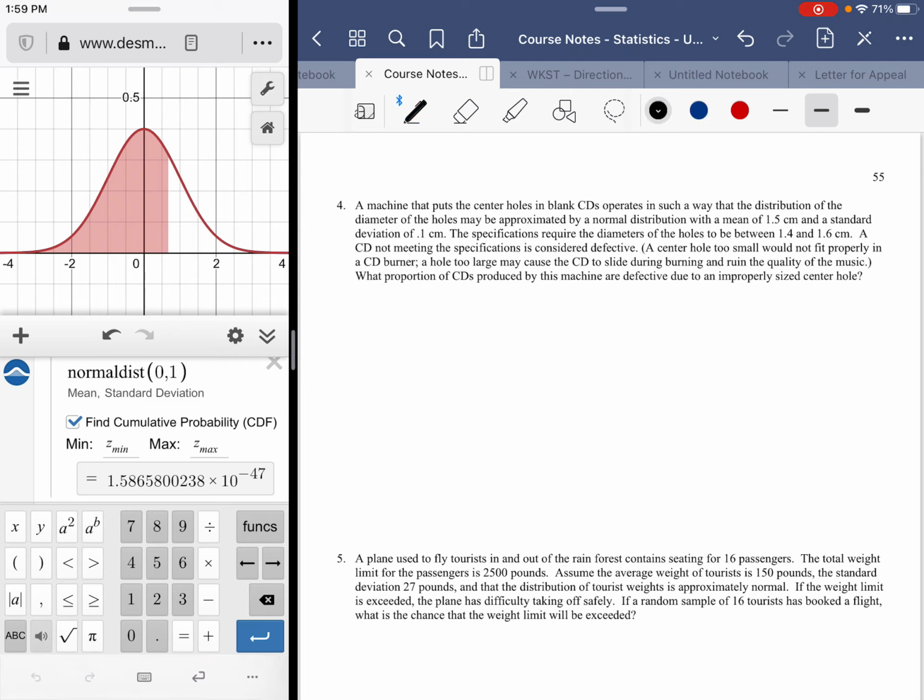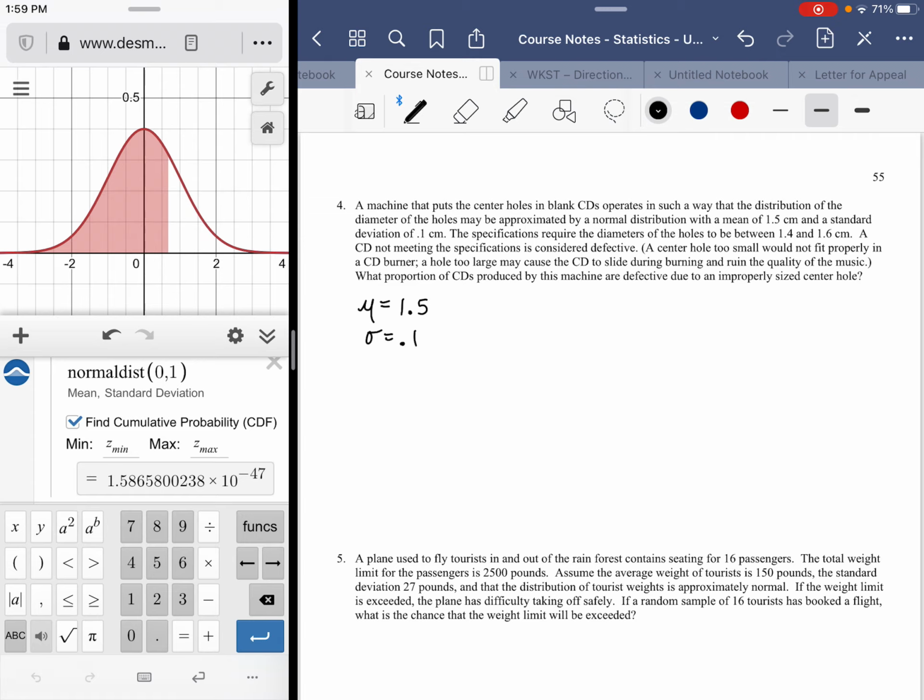We have consistency with the units, so that's a good thing. Just be careful about that. Sometimes it'll say 1.5 centimeters, and then it'll say 0.1 millimeters or something like that. All right, so 0.1. Specifications require that the diameters of the holes be between 1.4 and 1.6 centimeters.